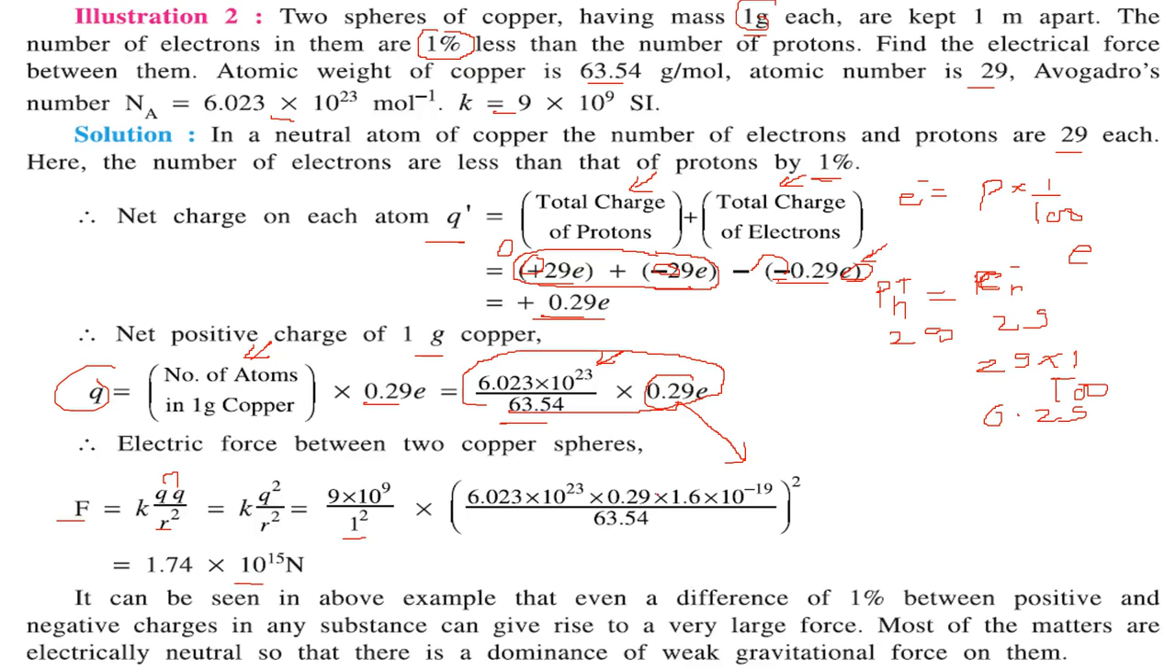So in this example, you see even the difference of 1% between the positive and negative charge on any substance will give rise to a very, very large force. And most of the matter in general is electrically neutral. So there is always a dominance of weak gravitational force on them.